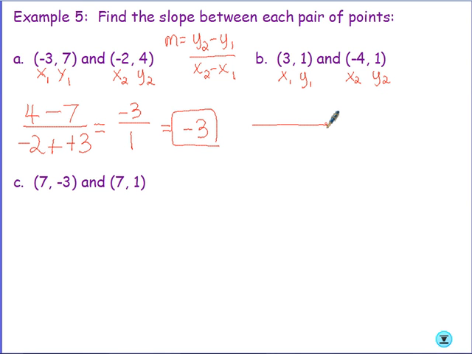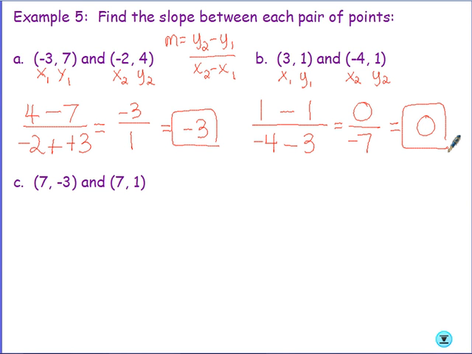Okay, so y2 is 1 minus y1 is also 1. On the bottom, x2 is negative 4 minus, it's always subtraction, x1 is 3. Pick up your calculators. 1 minus 1 is 0. Negative 4 minus 3 is negative 7. Calculator, 0 divided by negative 7 is 0.